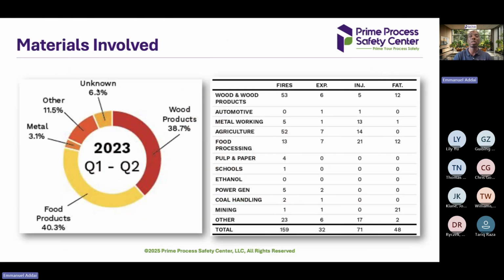So what are the materials which are actually involved? We can see most of these incidents are associated with wood and food products. You can see 40% of these incidents are associated with various food products and 38% associated with wood. That means the companies which are handling or processing food products in the first half of 2023 were prone to this kind of incident. And the wood industry is also second, and then the metal industries and others and unknown.